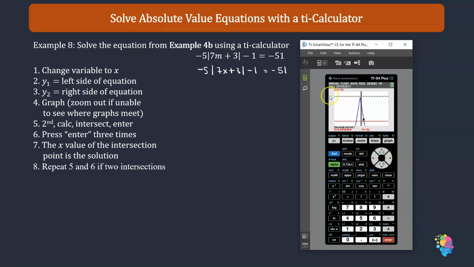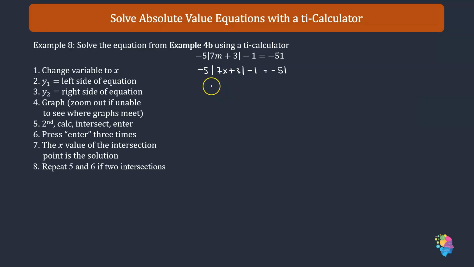They're asking me if this is my second curve, and that's negative 51, and that is true. So I press a second time, and they're asking me, do you want me to guess? And you're like, yes, give me the answer. Press enter a third time, and we get a 1. So let's write it over here. The first solution is x is equal to 1.